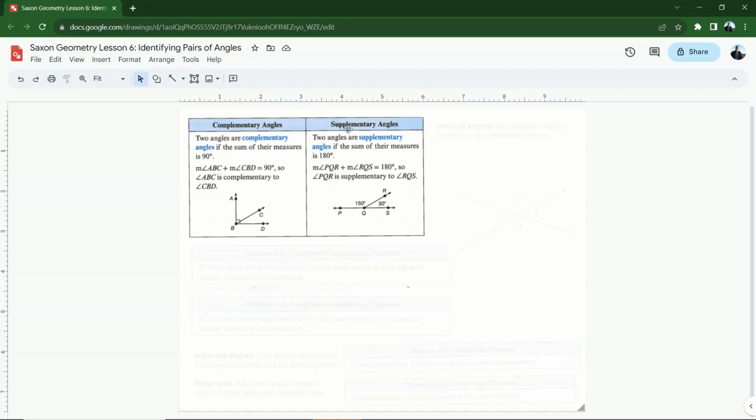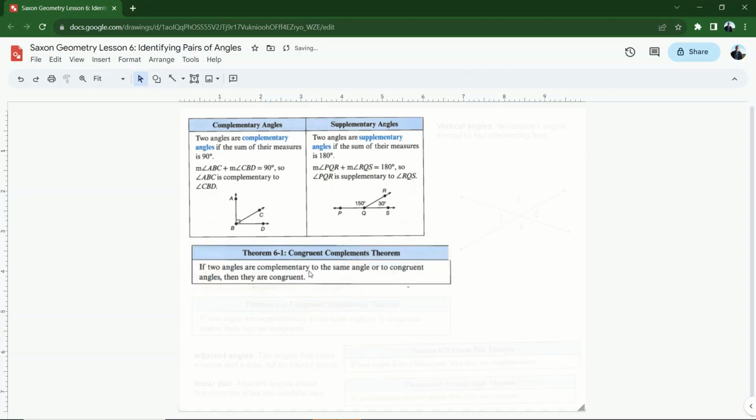We have a couple of theorems related to these types of angles. The congruent complements theorem states that if two angles are complementary to the same angle, or to two angles that are congruent, then they are congruent. Let's repeat that. If two angles are complementary to the same angle or two congruent angles, they're complementary to angles with the same measure, which means that they're congruent.